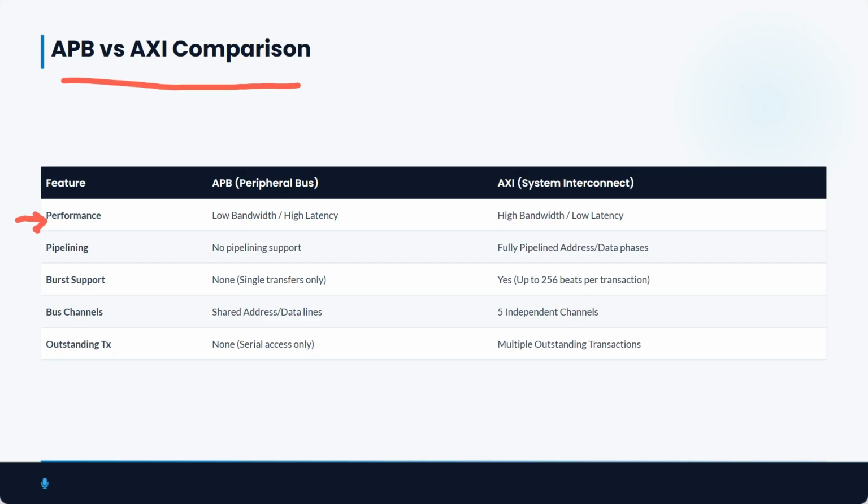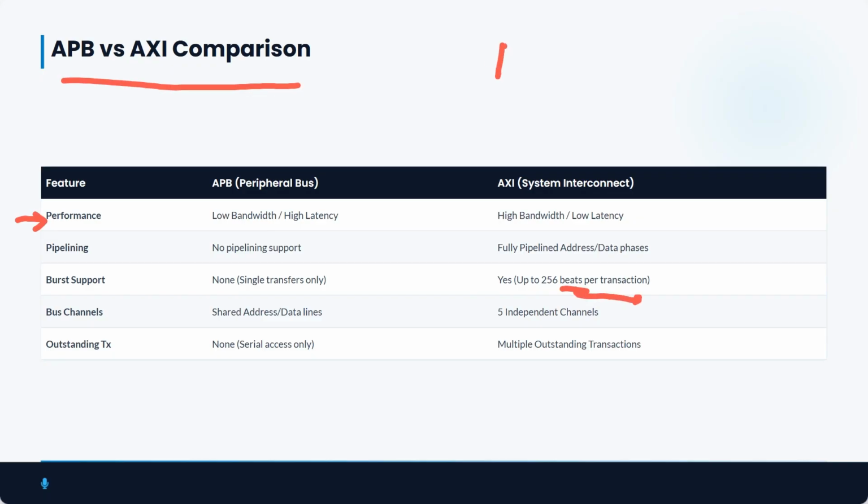So see, if you compare the performance, APB is low bandwidth, high latency, whereas AXI delivers maximum bandwidth with minimum latency. Then in pipelining, APB has zero pipelining support, whereas AXI supports pipelining behavior. Then in burst support, APB does not support burst, whereas AXI supports bursts up to 256 data transfers per transaction. 256 data beats is nothing but 256 transfers per transaction.